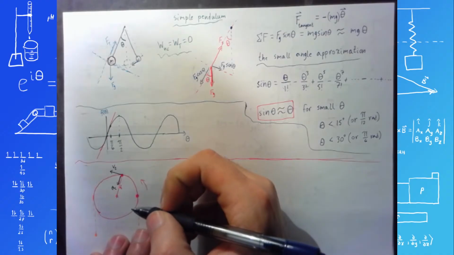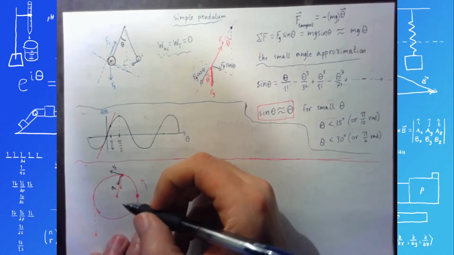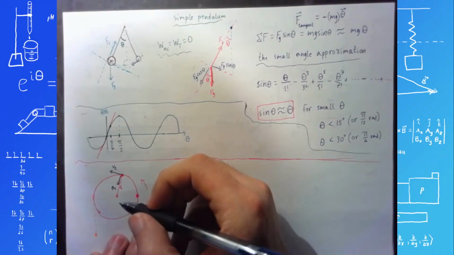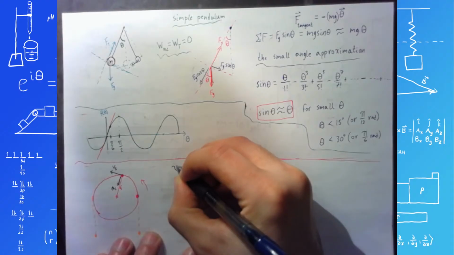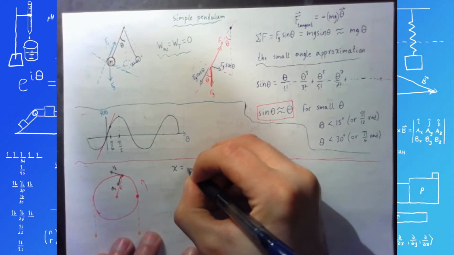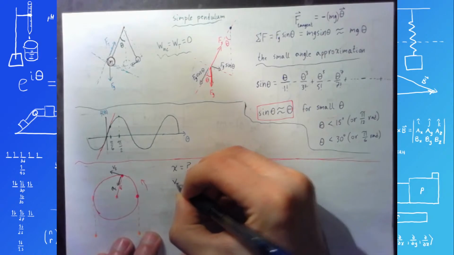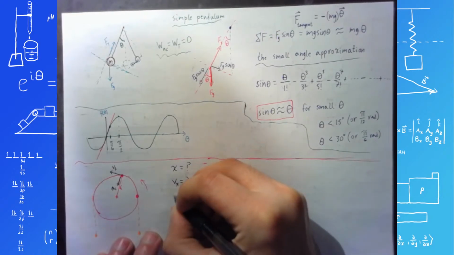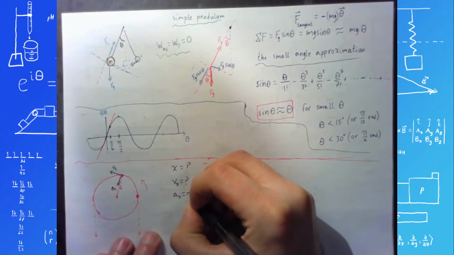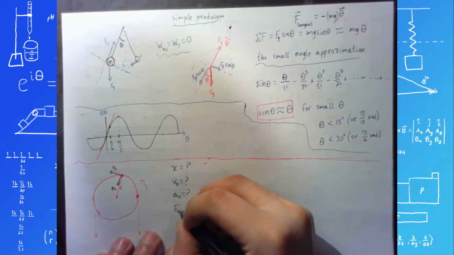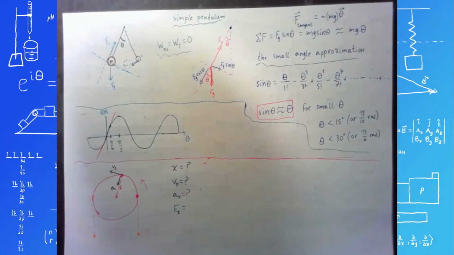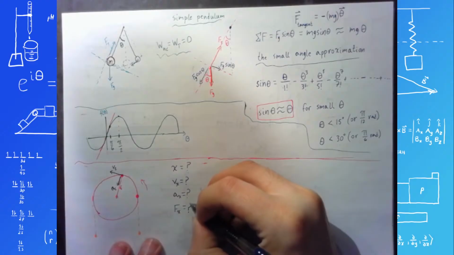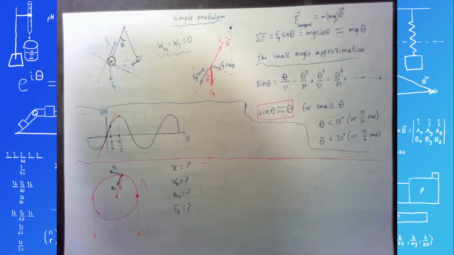So I want to define the position, the velocity, and the acceleration in terms of x. So I want to define x, I want to define vx, and I want to define acceleration in x, which ultimately will allow me to define the force in the x direction, the horizontal component of the centripetal force. I just want to get all of these horizontal quantities.